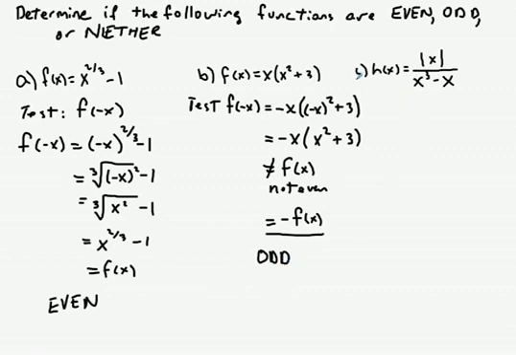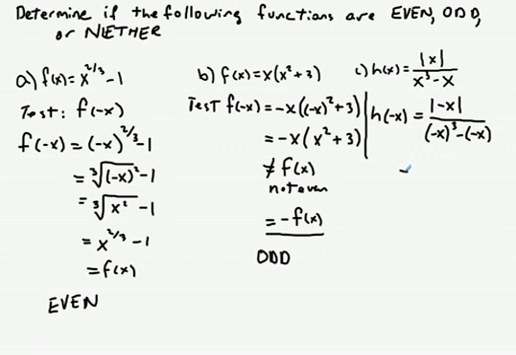Alright, let's try this third one. If h of x equals the absolute value of x over x cubed minus x, what happens with that? Well, this one looks a little bit more complex, but really the idea is still exactly the same. We're going to substitute in a negative x in place of x and just see what happens. So we take the absolute value of negative x in the numerator, and in the denominator we take the negative of x to the 3rd power minus negative x.